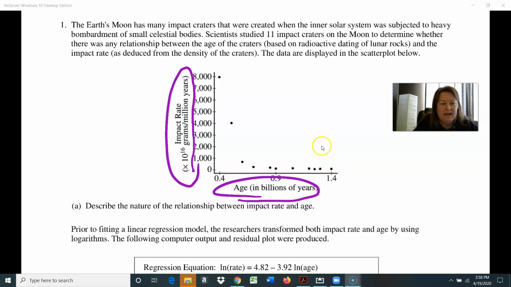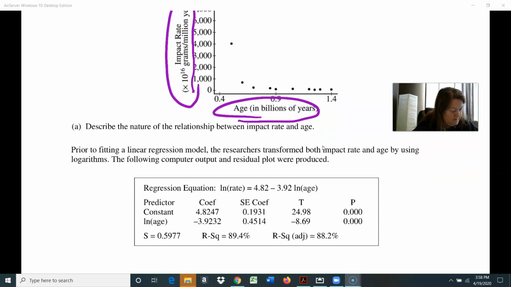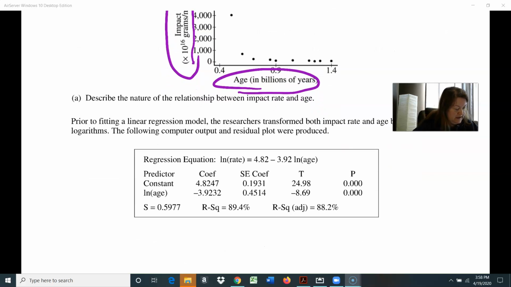Okay. In any case, they are looking for me to describe the nature of the relationship between impact rate and age. So what I would first try to say is that as age is increasing, what is happening to y? Y is getting smaller, right? That's the very first thing I would say. And then, is it linear? It doesn't look like it's linear, right? It's not going in a straight line. Matter of fact, it looks like it's going kind of like this. Okay, so I'm going to see if it will let me add an extra page here.